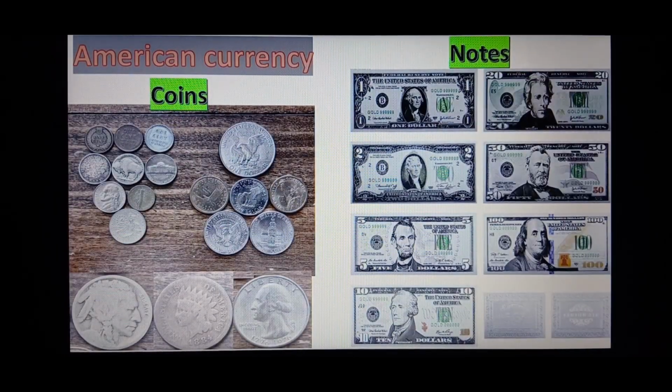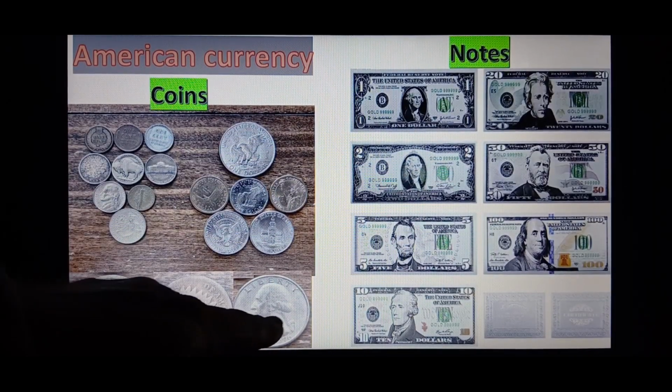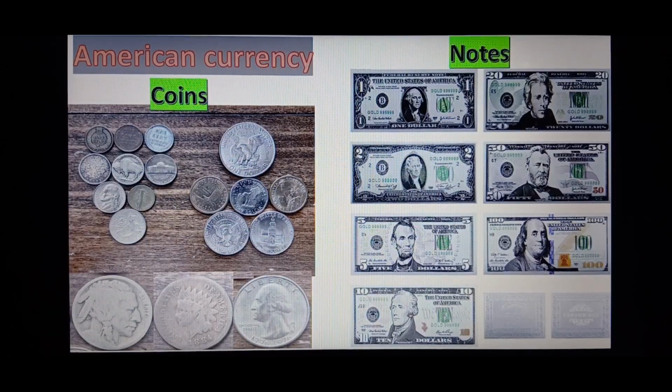The American currency. I've just taken a lot of different coins. As you can see, they have a lot of different coins as well. Some of these coins are very old. I think these ones here, you can see they look like very old types of coins.